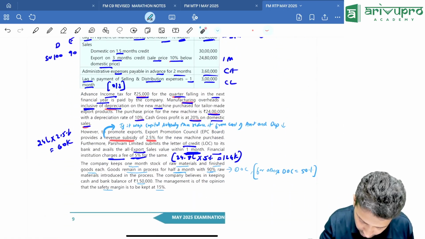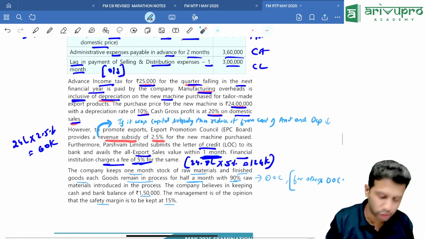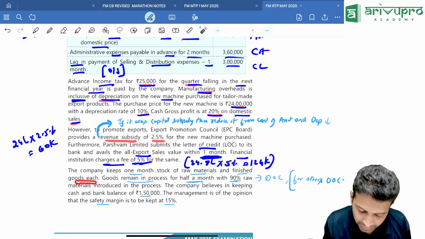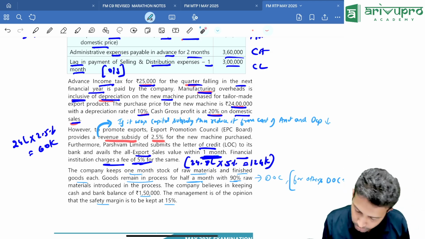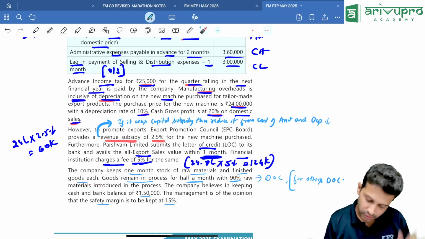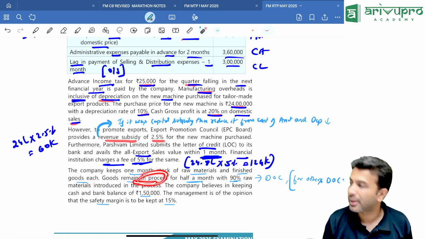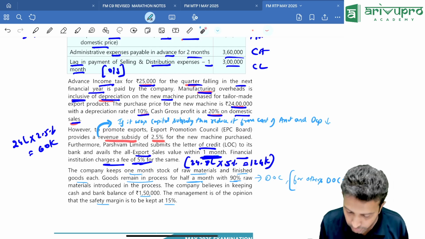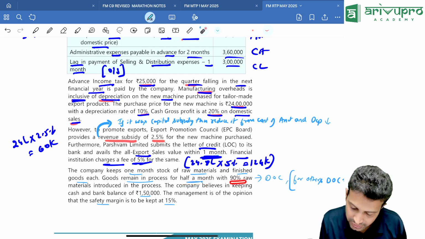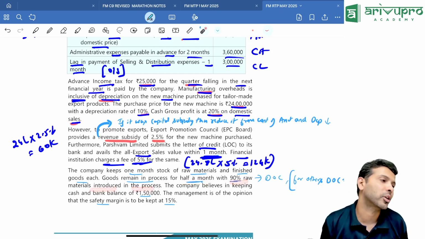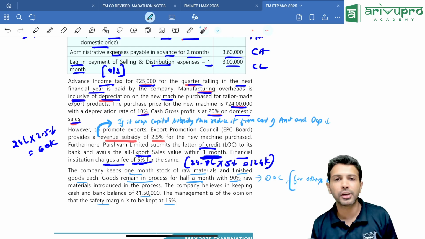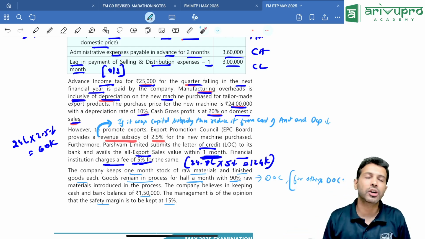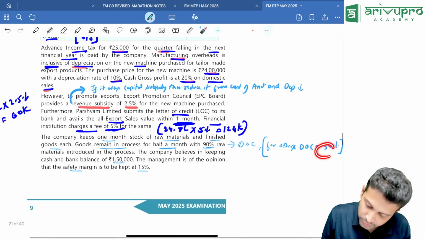Where was I? Here. Company keeps 1 month of stock of raw material and finished goods each. So, stock of raw material is 1 month. Finished goods ka holding period is 1 month. Goods remain in process. Remain in process means WIP. For how many months? Half a month. With 90% raw material introduced in the process. What is this 90%? Degree of completion. For raw material, DOC is given to be 90%. For conversion cost, if they don't give, we will take it as 50%.